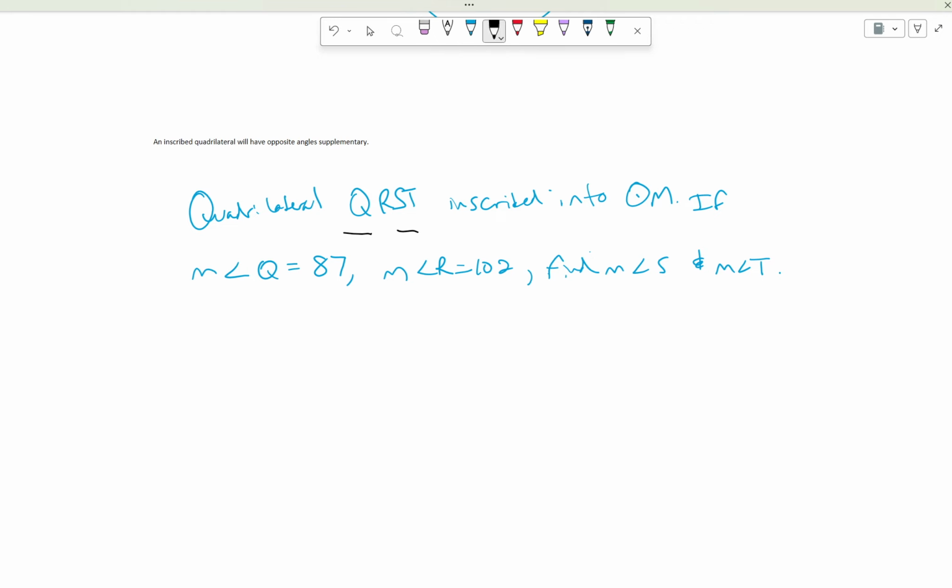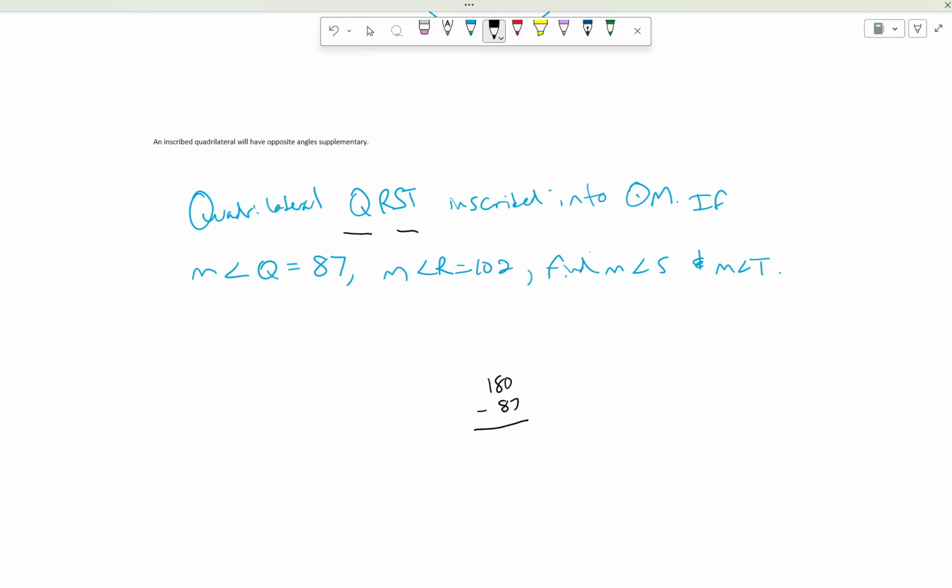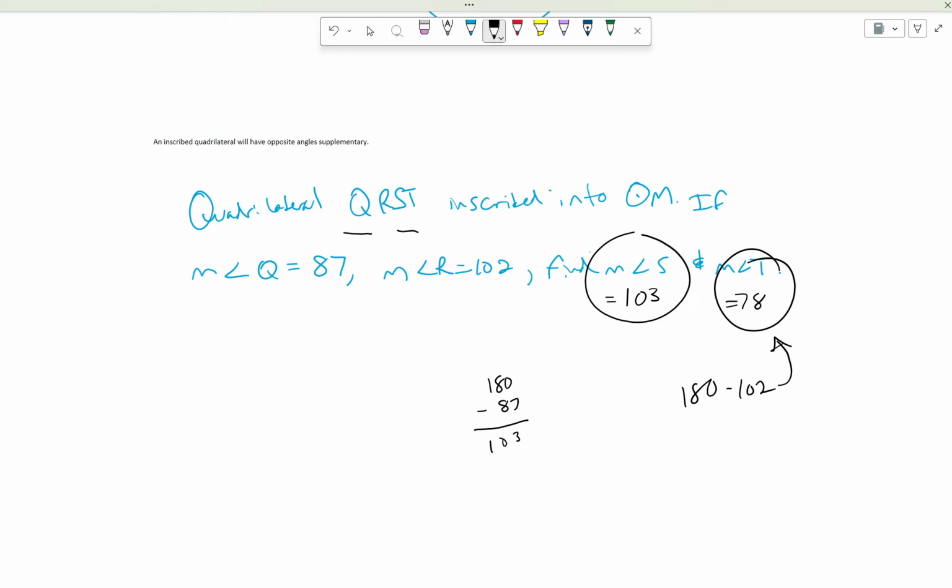Q and S are supplementary, right? So I can do 180, because that's what this theorem says, they're opposite. So 180 minus 87 to get angle S, which is going to be 103. Okay, and then for angle T, it winds up being 78, right? Because again, it's going to be 180 minus 102. Because of those guys, every other letter, those are going to be opposite angles from each other.